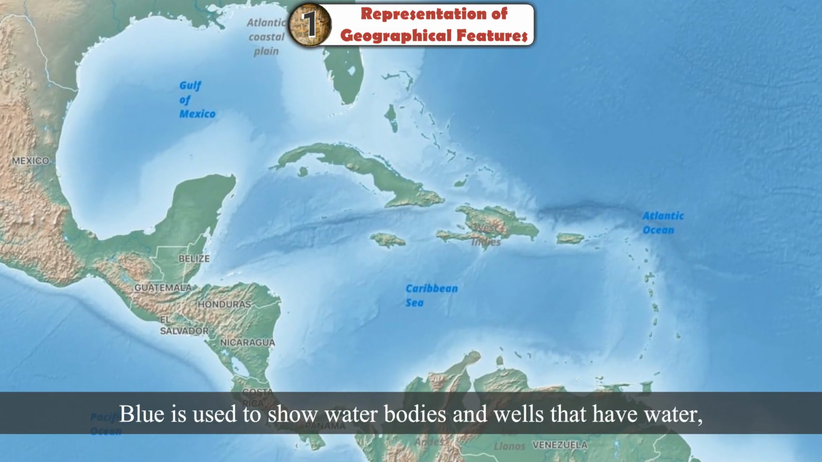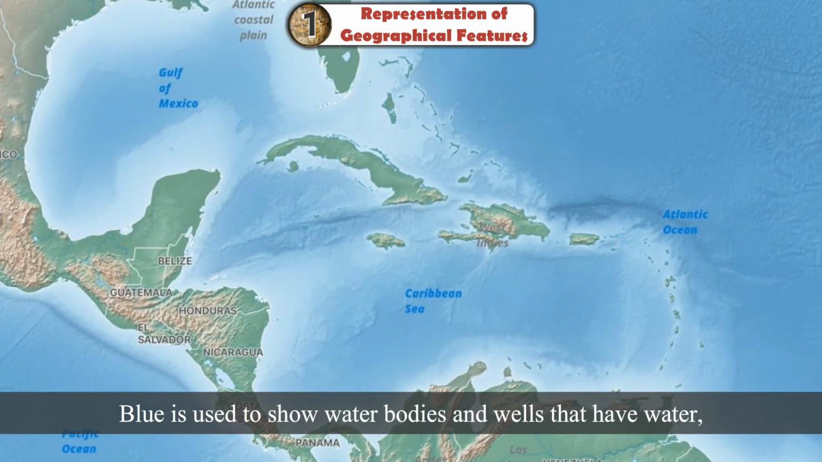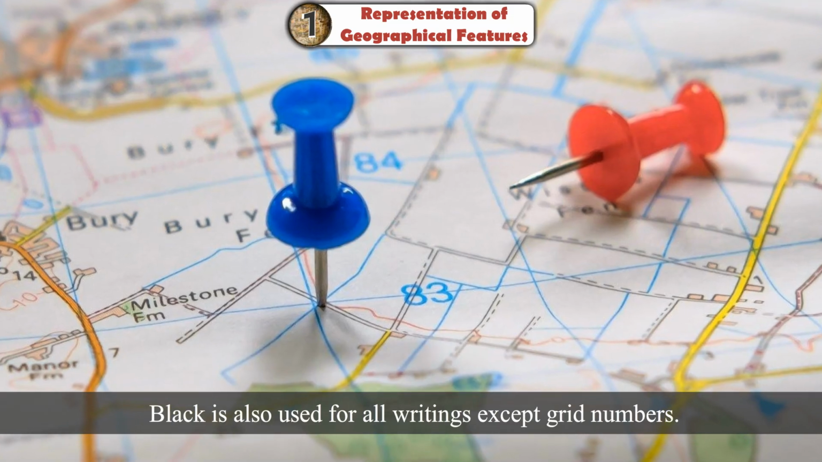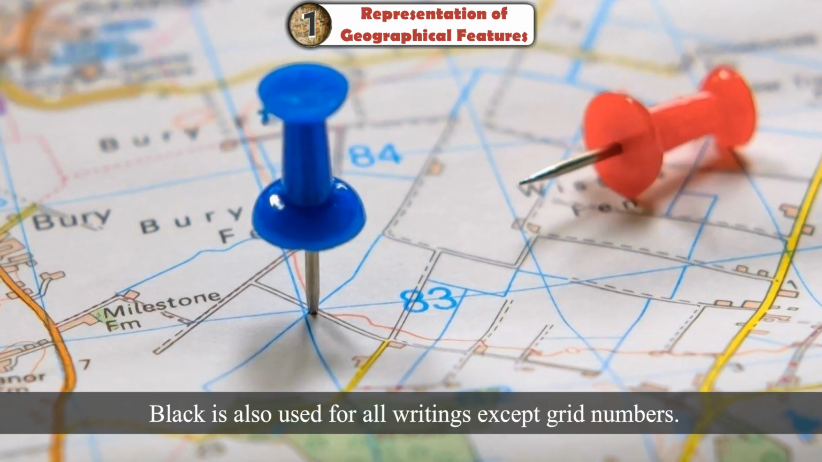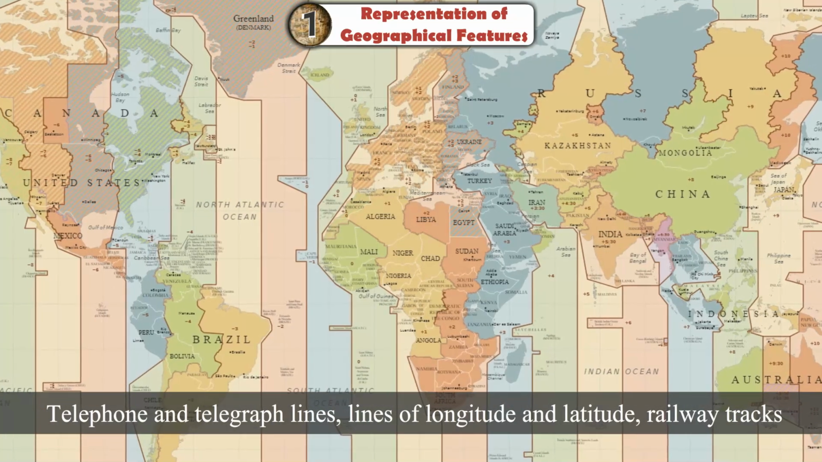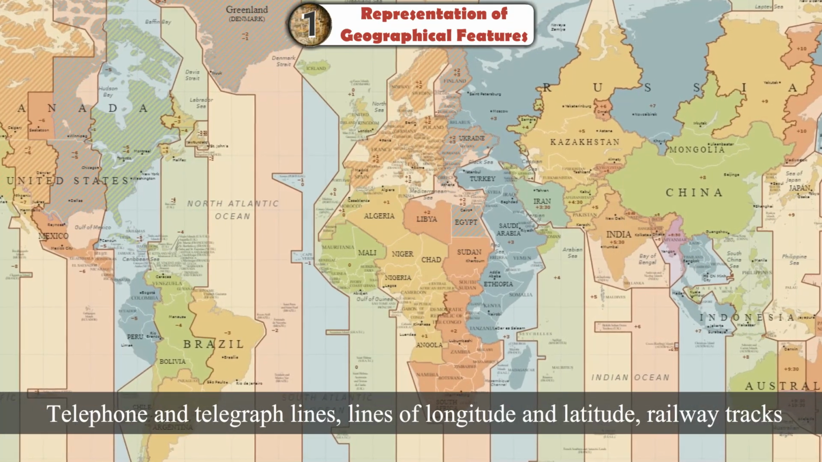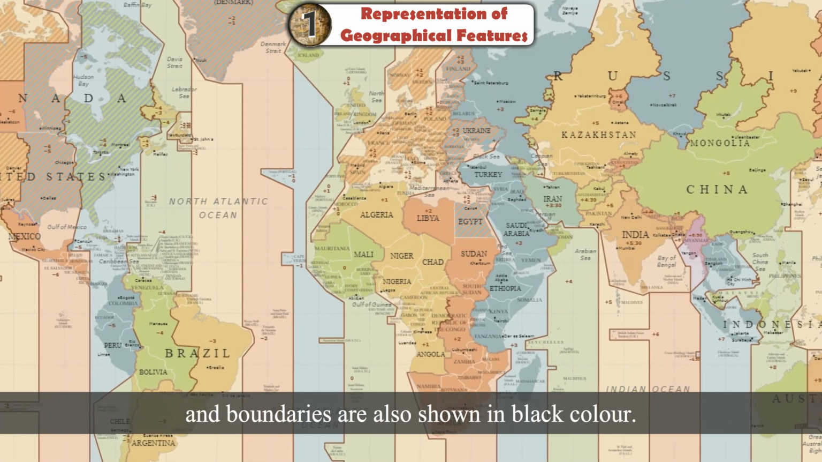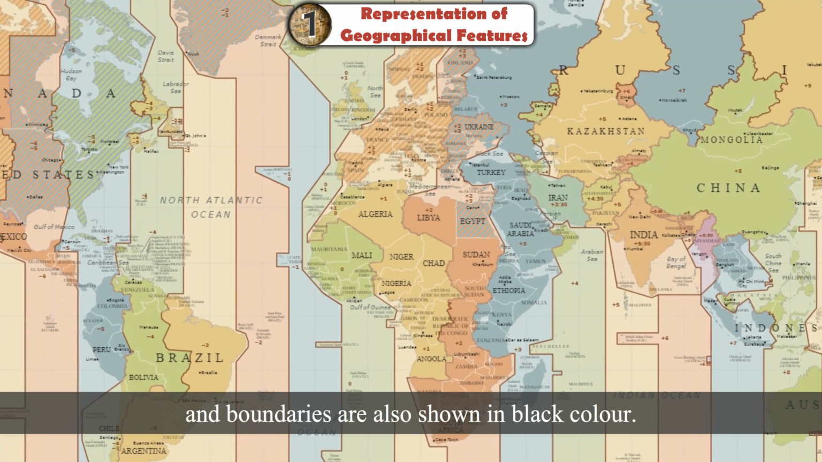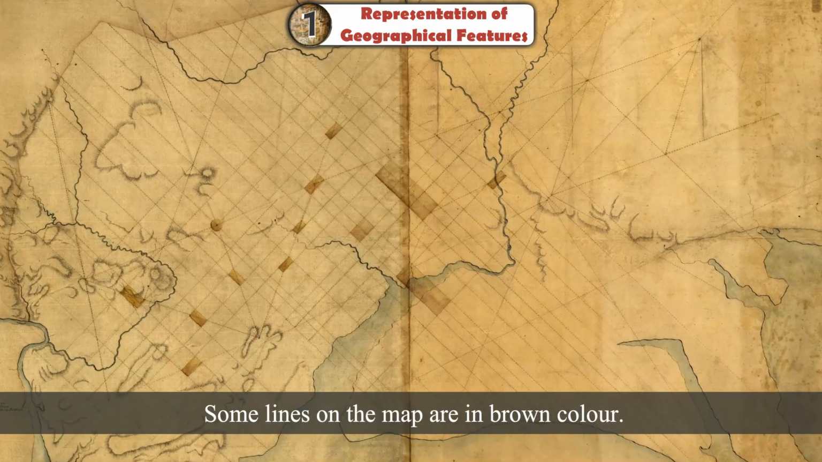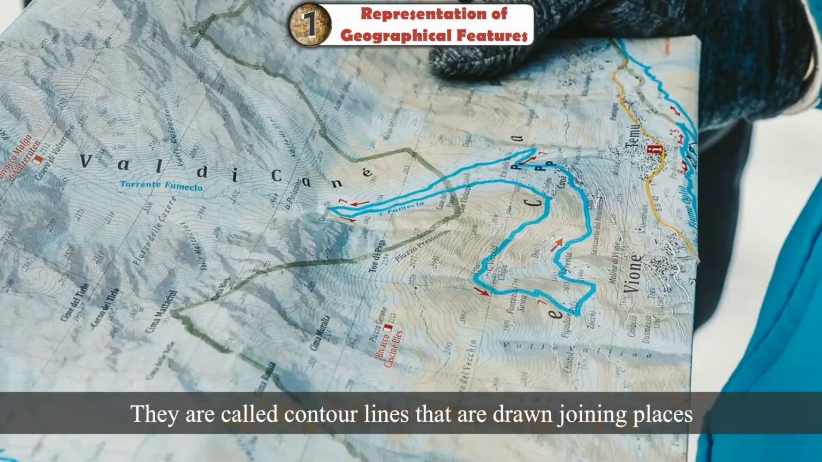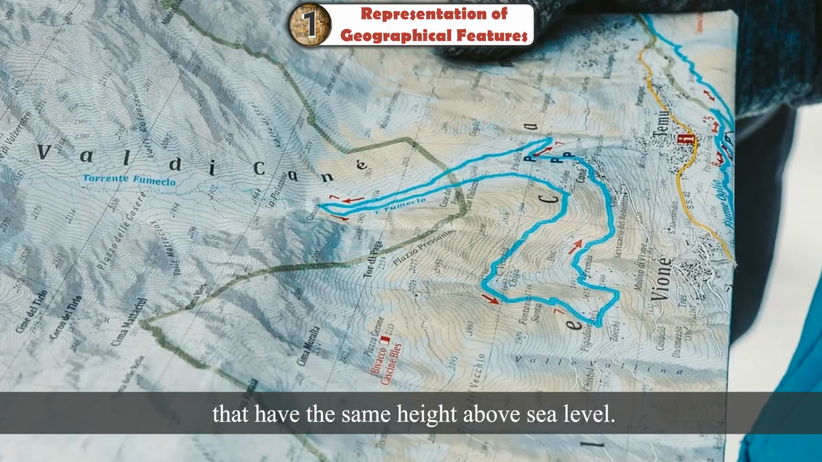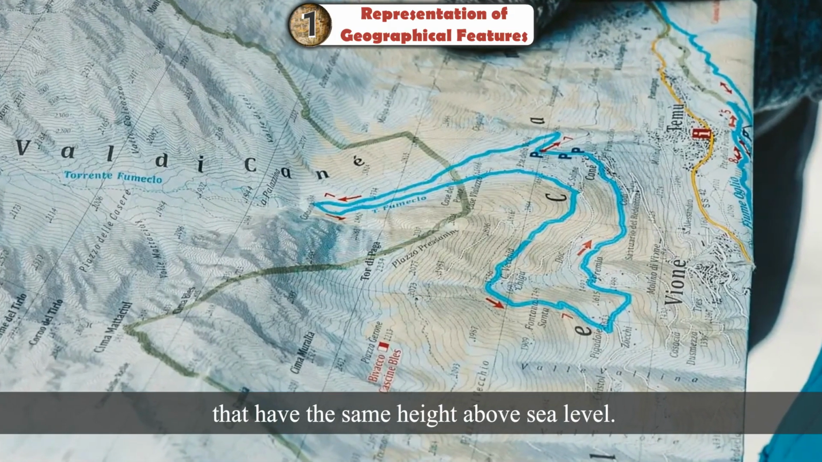Blue is used to show water bodies and wells that have water, whereas those that are dry are shown in black. Black is also used for all writings except grid numbers. Telephone and telegraph lines, lines of longitude and latitude, railway tracks and boundaries are also shown in black color. Some lines on the map are in brown color. They are called contour lines, which are drawn joining places that have the same height above sea level.